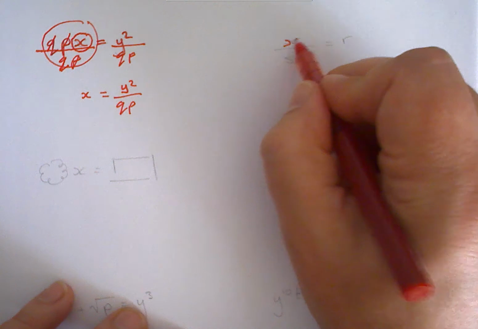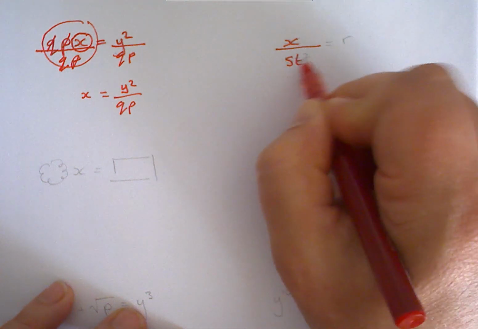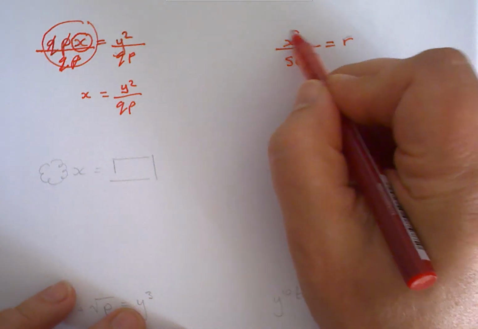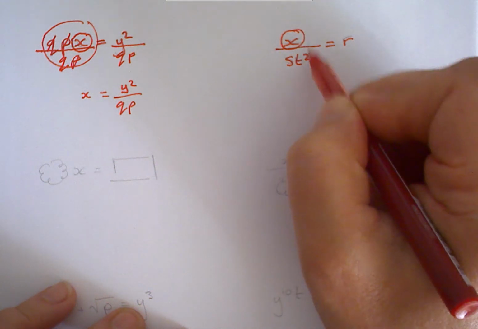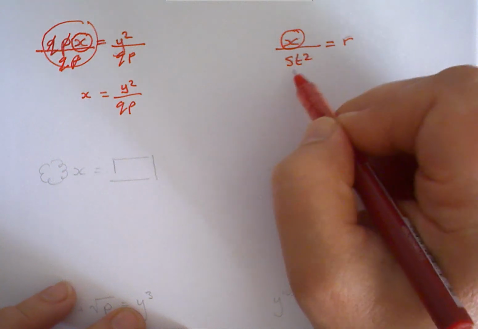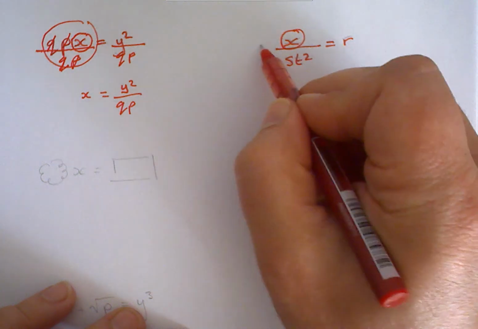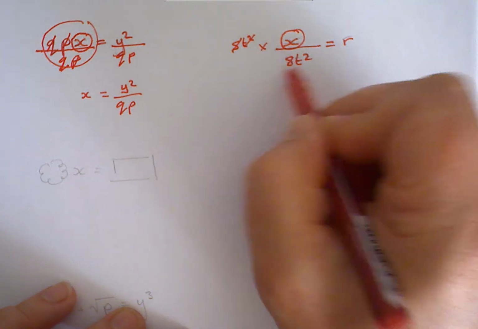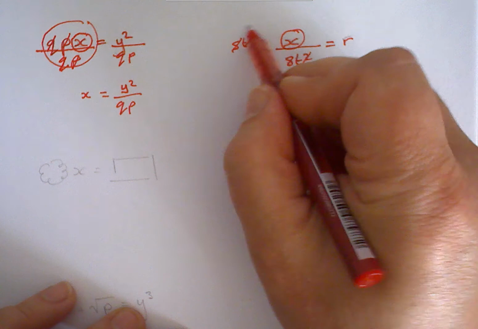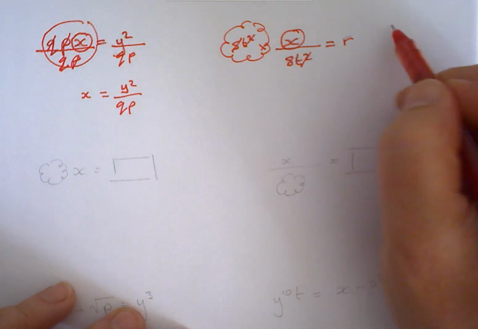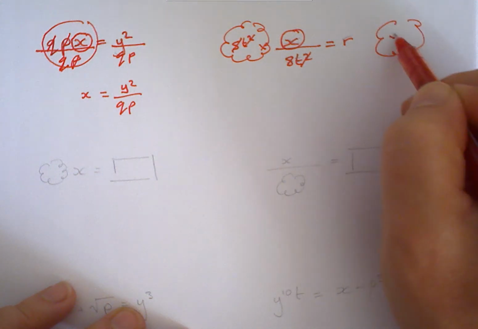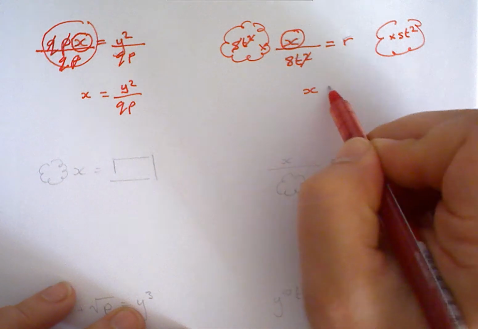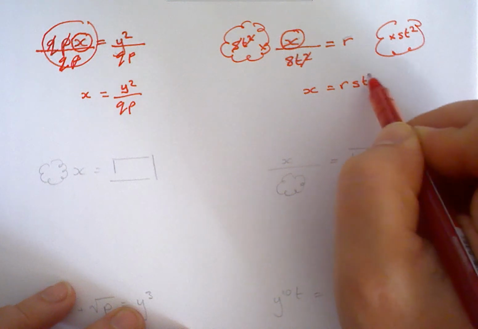Here I've got x being divided by st squared equals r. The x is not being squared. The x is being divided by something. So what I need to do is times it by st squared, because this will cancel and this will cancel. Now I wouldn't normally write this, so I'm going to put it in a fluffy cloud, because I'd think it in my mind. So on this side, I'd multiply by st squared. Whatever you do to one side, you've got to do to the other. So I'm going to get x is equal to r st squared.